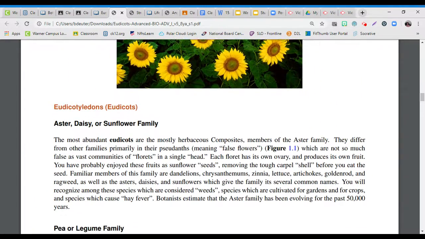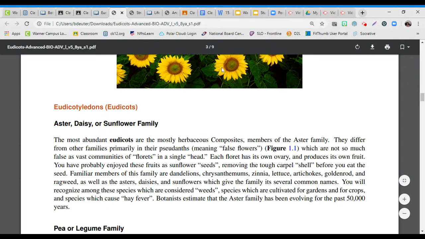With this family, they primarily have what we know as a false flower, or pseudanthium, which means they do not have a vast community of florets, so they just have one flowering head. You'll notice with our daisies here, you'll see multiple petals coming from this major seed portion, and this is our major seed plant.